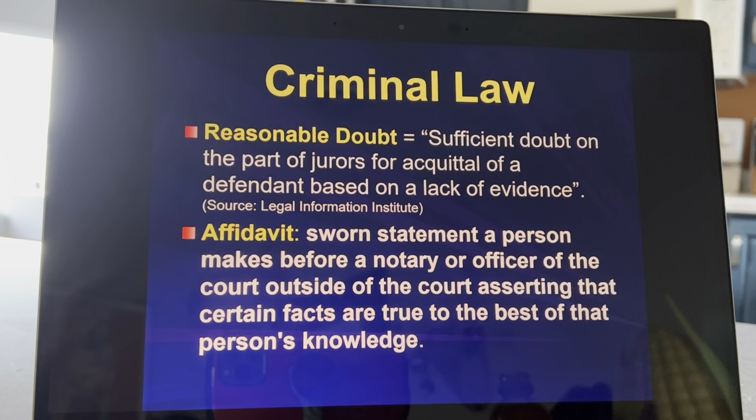can officially, has the legal right to say that this document is legal, or they do it in court in front of an officer of the court, like a judge, asserting that certain facts are true to the best of that person's knowledge. So, for example, a police officer giving a statement in front of a judge is considered an affidavit, and that can result in a judge issuing a warrant for that person's arrest.